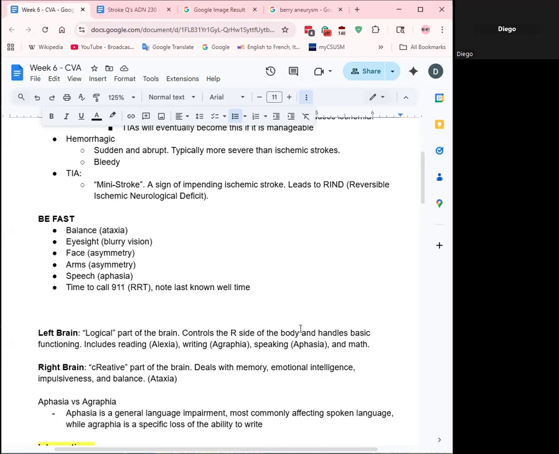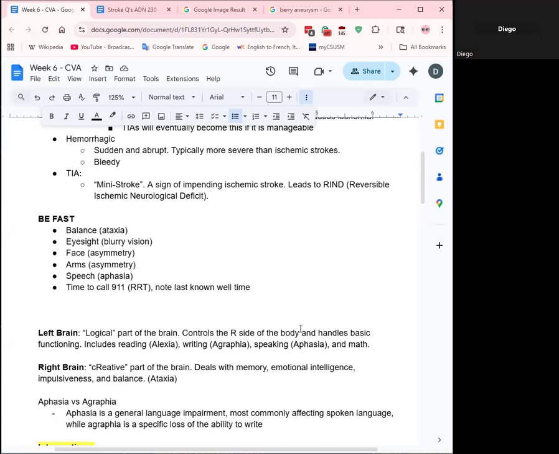When you ask them to move their eyebrows up and down, that would still be part of the face part of it. Their eyebrows aren't able to fully move at the same amount or same distance. For the arms, it usually comes with unilateral weakness.